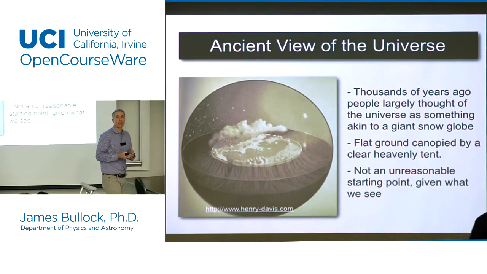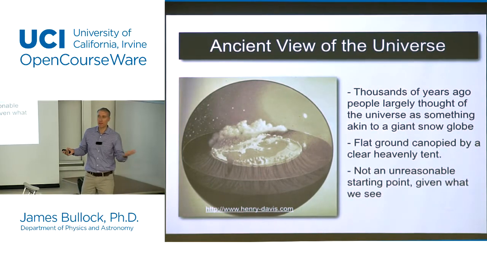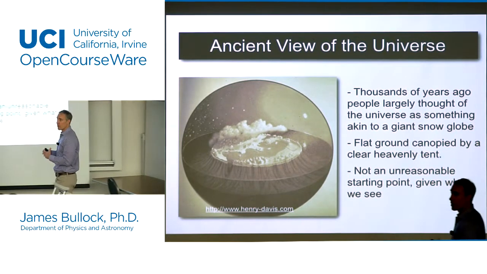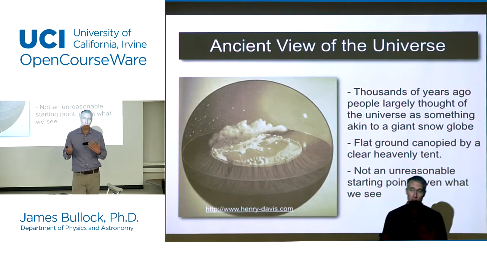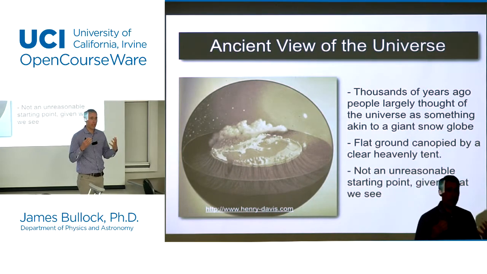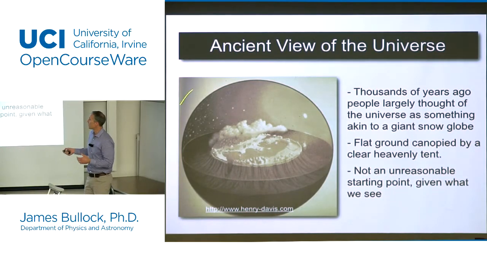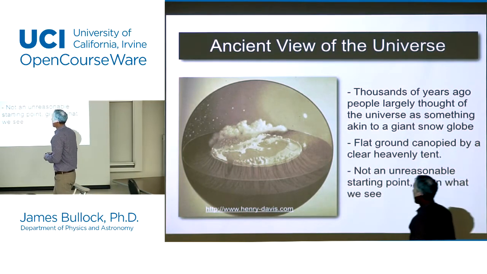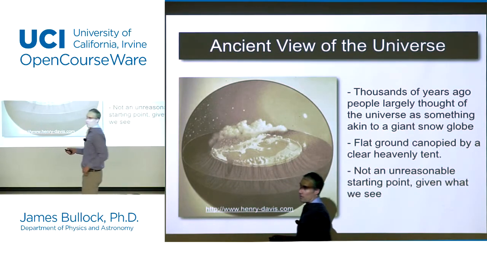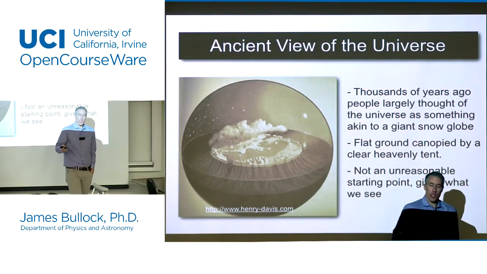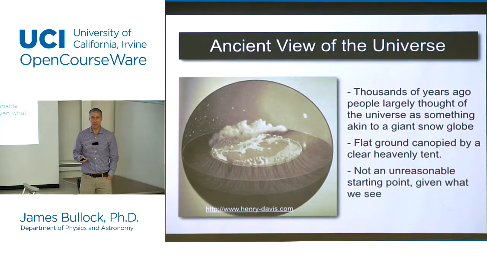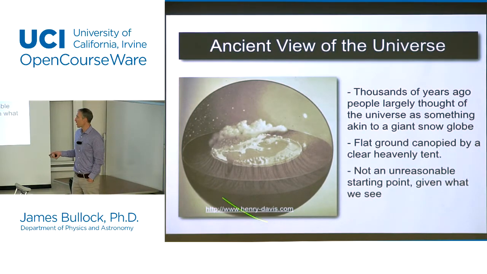And in fact, this idea that the universe was basically flat ground, canopied by an arching sky, is something that a lot of people took for granted for thousands of years. As far as we can tell, many, many ancient cultures had this idea that this is pretty much what the universe was like. And if you think about it a little bit, and imagine that you've never seen pictures of the Earth from space, you don't have the ability to travel really long distances, this is not a bad starting point. In fact, this is kind of what it looks like.